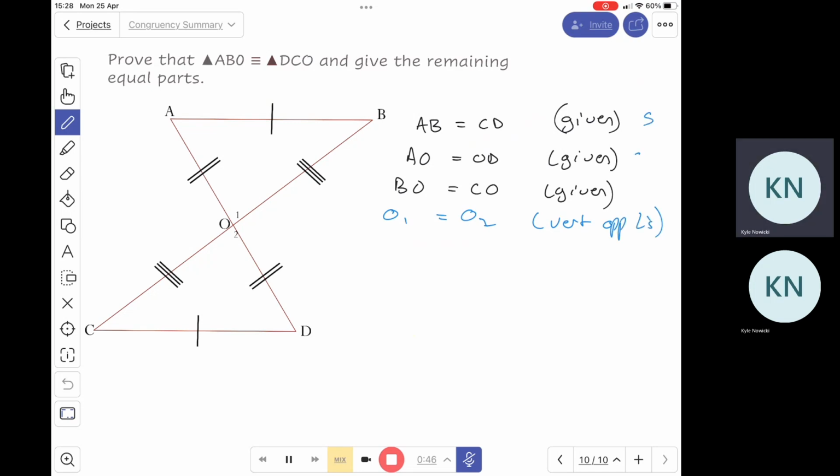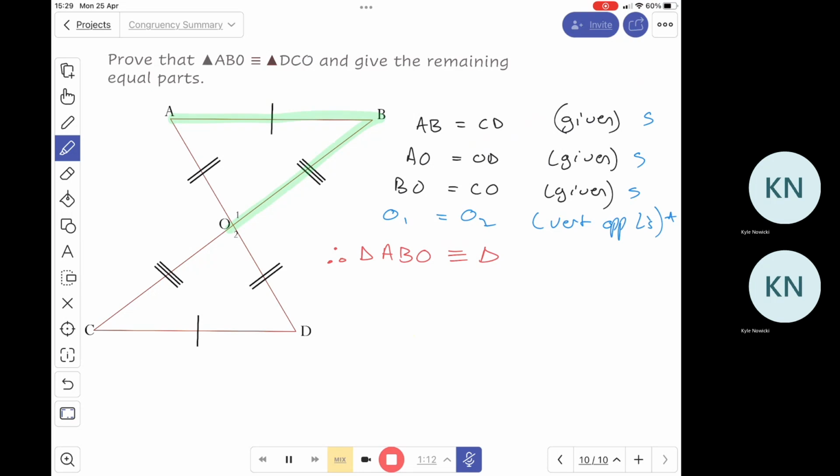So now we've got side, side, side, and a little angle. So these two are definitely going to be congruent. And so we can say, therefore, let's write a nice therefore, right? So we're going to say, therefore, triangle ABO is congruent to triangle. Now remember, this is when the labeling is important. So ABO along the single line to the center over the three lines. So it's got to go in that order.